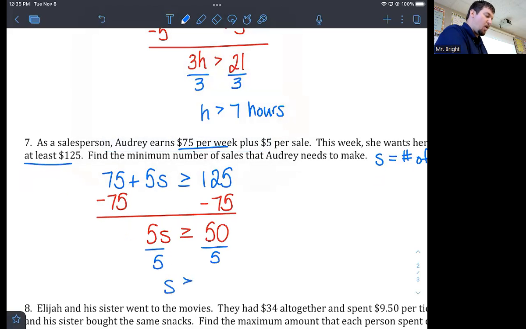10, exactly. Oh, do we need to flip the inequality symbol, Jade, when we divide by 5? No, because it's not negative. So 10 sales. We don't know what it is she's selling, but if she sells 10 of them, she'll make that $50 so that you add it with the 75 and she'll make at least $125 this week.